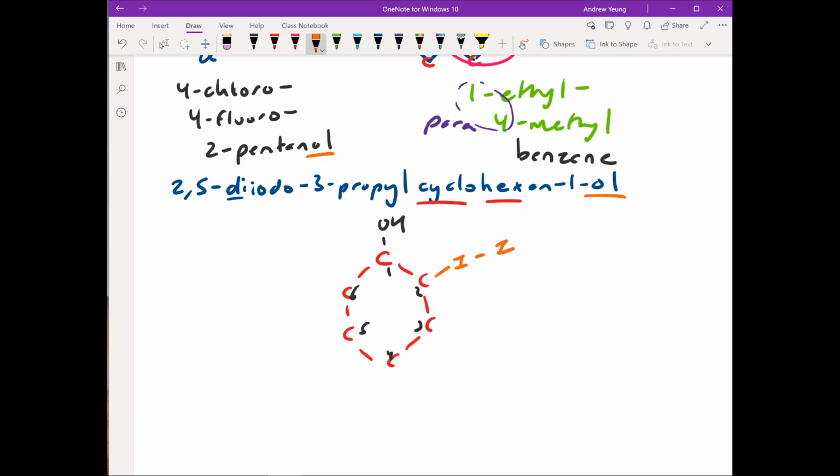First thing, when I have an I functionality here, it shouldn't be holding anything else. I's are not like carbon that can bond to itself indefinitely. Yes, the diiodo tells you there's 2 iodines somewhere in the picture. Only one of them is on 2, one of them is on 5. So I put 1 on 2 there, one of them on 5. And then we have our propyl functionality.